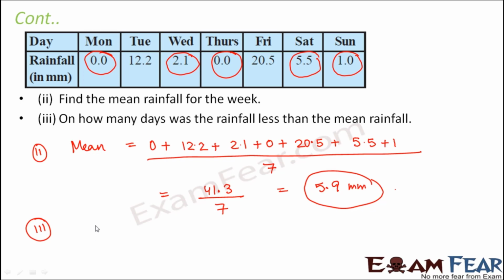So therefore on 5 days of the week rainfall was less than 5.9 millimeters. And what were those days? Monday, Wednesday, Thursday, Saturday and Sunday.